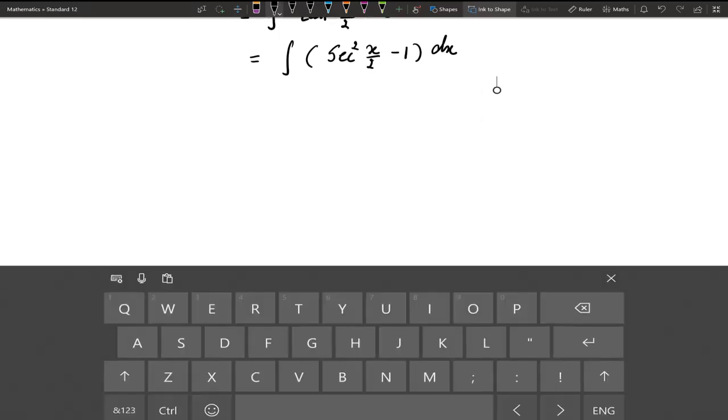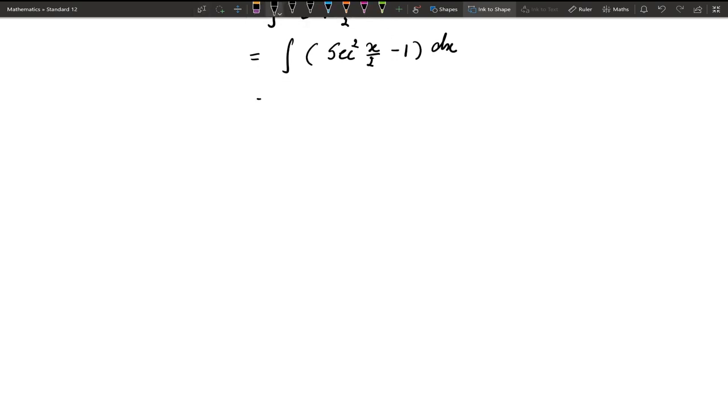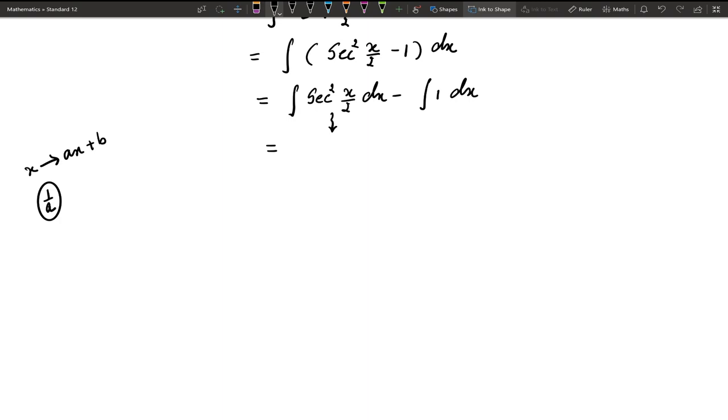Now we can integrate term wise. So this is integration sec square x by 2 dx minus 1 dx. Here you have to take care, you have to use the 1 by a formula because x is replaced by ax plus b. So integration of sec square x by 2 is tan x by 2 upon 1 by 2.